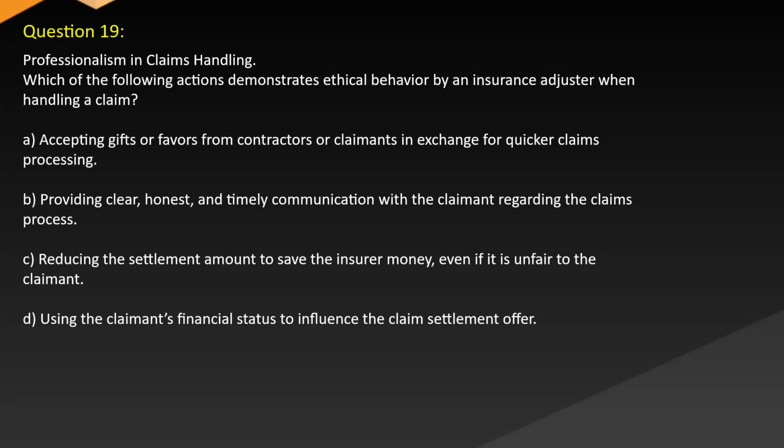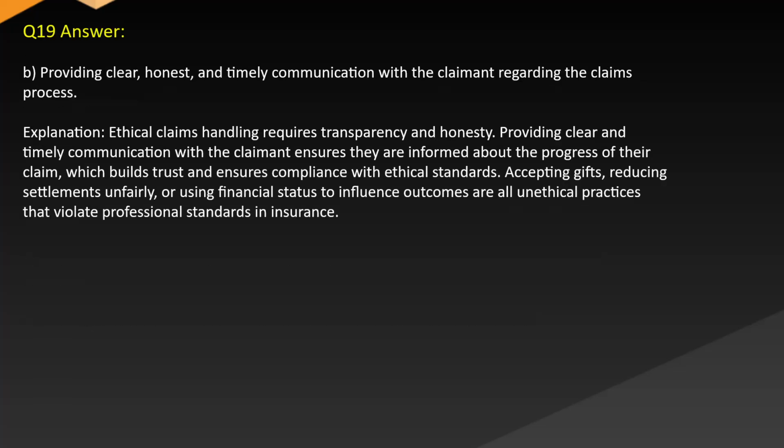C. Reducing the settlement amount to save the insurer money even if it is unfair to the claimant. D. Using the claimant's financial status to influence the claim settlement offer. Answer. B. Providing clear, honest, and timely communication with the claimant regarding the claims process.